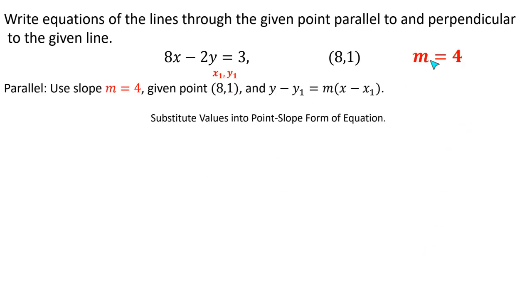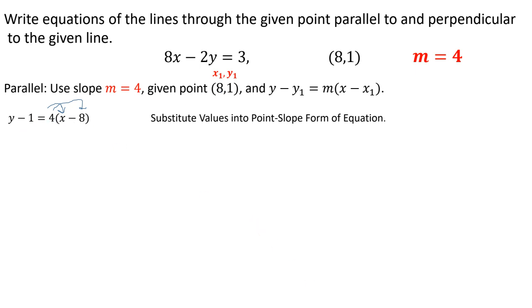Now I can use my slope and the given point to find another equation that is parallel. The reason I'm using 4 is because parallel lines are going to have the same slope. This equation had a slope of 4. So the new line we're looking for, if it's parallel, will use the same slope. Here we're going to use m equals 4 and our point. Then we can use the point slope form of the equation and substitute these values. So we have y minus y1, which is 1, is equal to m, which is 4, times x minus x1, which is 8. And this is the equation I get here.